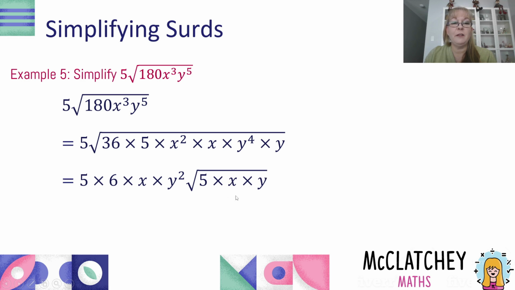So to simplify that a little bit further, I've got 5 times 6 makes 30, and the x and y squared join together. We get rid of all those multiplication signs, and these two multiplication signs disappear as well, and we can simplify that as 30xy squared root 5xy. So maybe pause here, have a little bit of a think about this one. I think where people will probably find this a little bit tricky is breaking out those cubes into an x squared and an x, and the power of 5 into a 4 and a single y on its own.